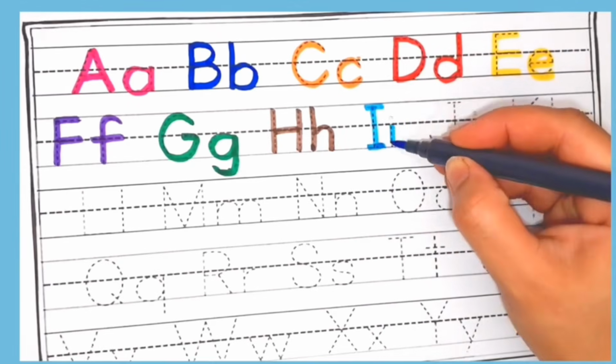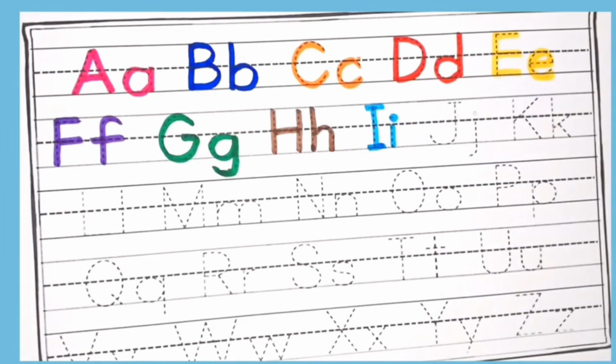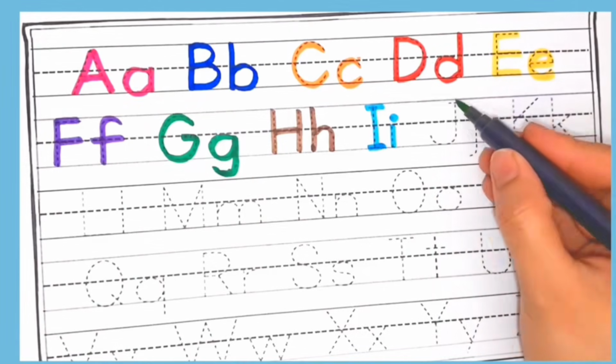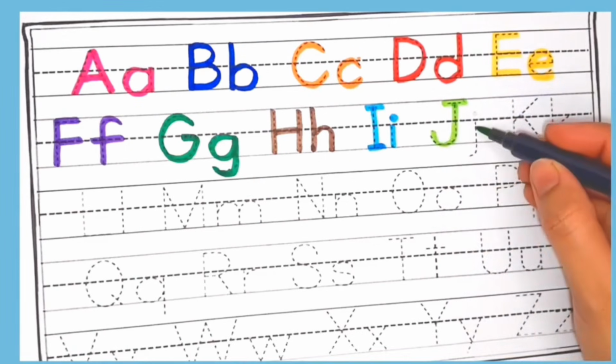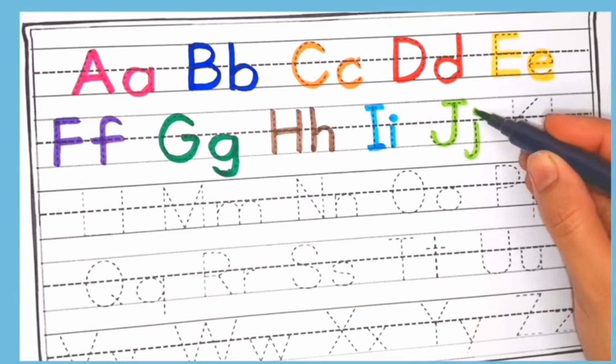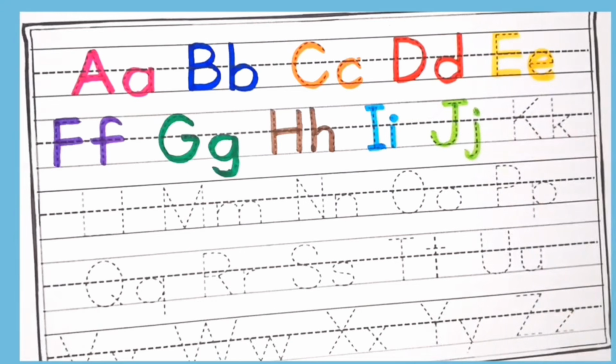Capital I, small I for ice cream. Capital J, small J for juice.